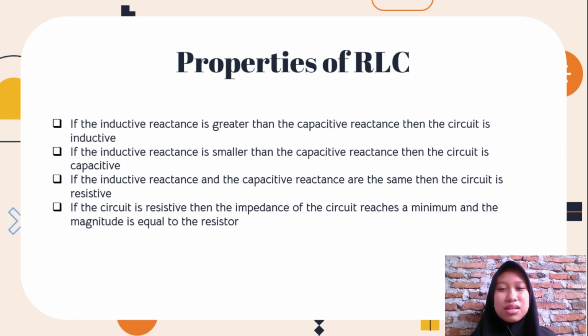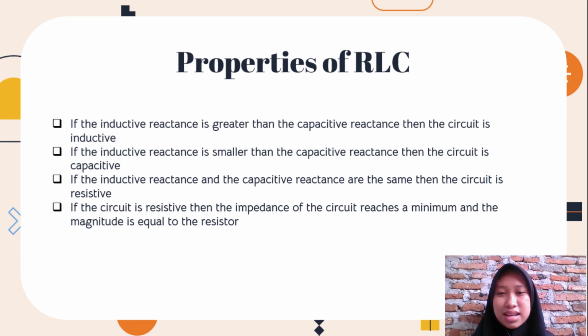And the last is properties of RLC. If the inductive reactance is greater than the capacitive reactance, then the circuit is inductive. If the inductive reactance is smaller than the capacitive reactance, then the circuit is capacitive. If the inductive reactance and the capacitive reactance are the same, then the circuit is resistive. And if the circuit is resistive, then the impedance of the circuit reaches a minimum and the magnitude is equal to the resistor.